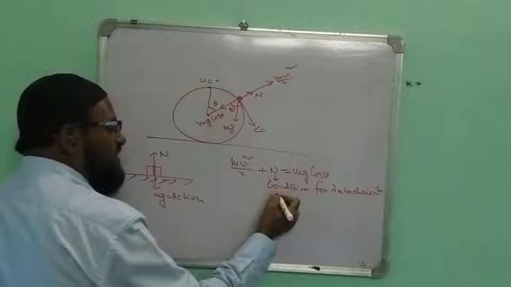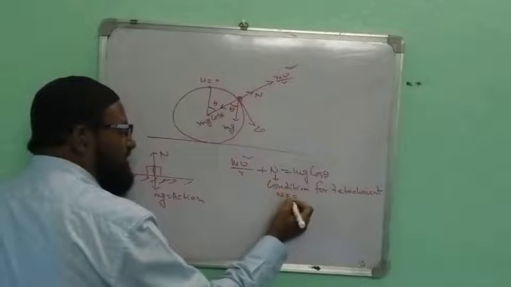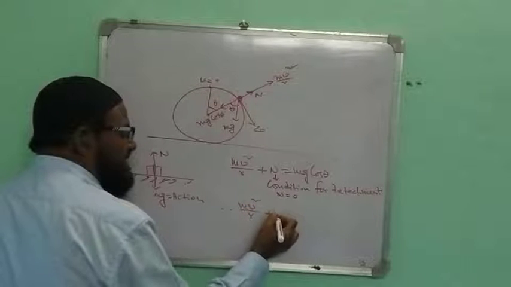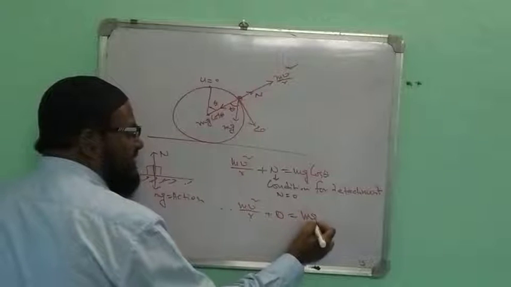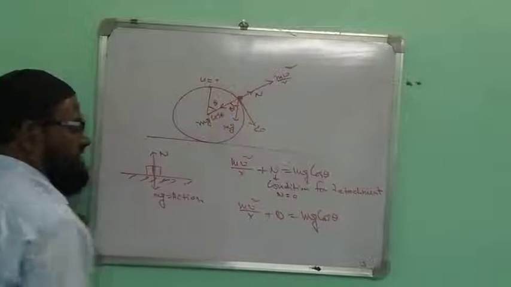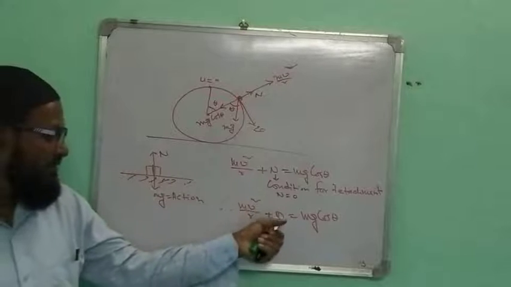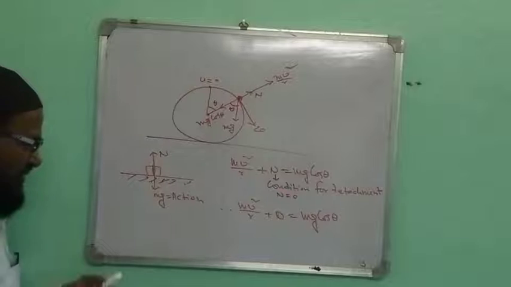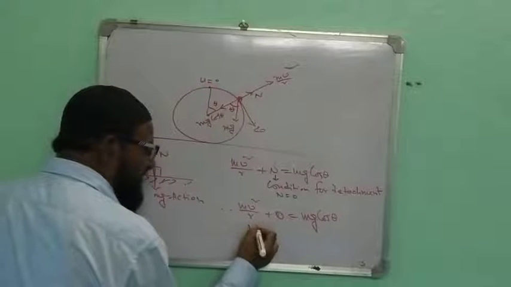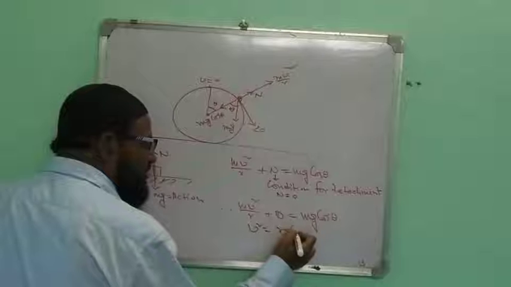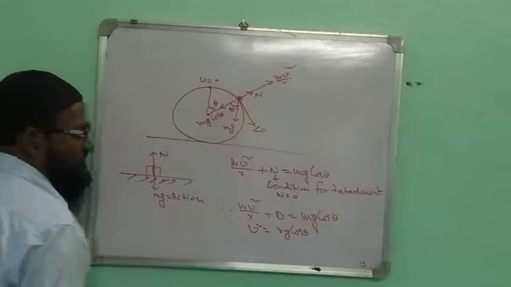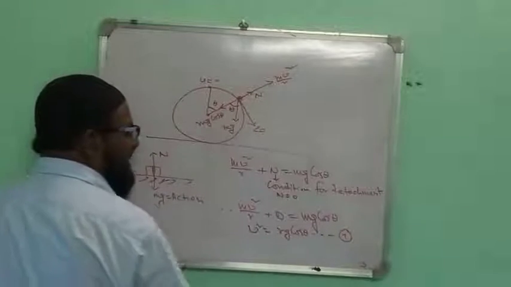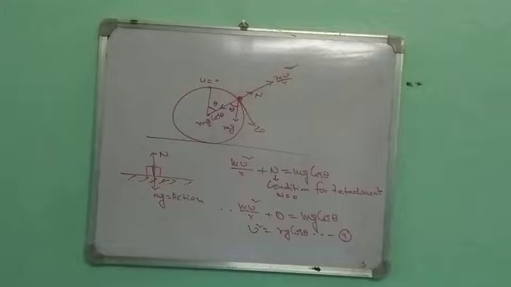N equals 0. Therefore, mv squared by r plus 0 equals mg cos theta. Please see here, mv squared by r plus N equals mg cos theta with N equal to 0 is the condition for detachment from here. So v squared equals rg cos theta. This is equation number 1.